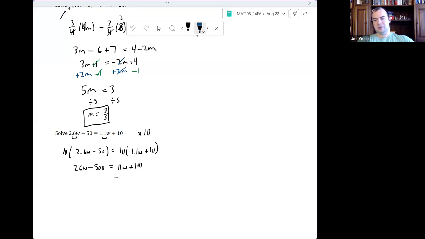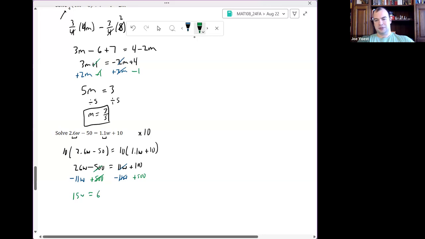I can get my variables on the left side and my constants on the right side. 26w minus 11w gives me, what is that? 15w equals 100 plus 500 is 600.